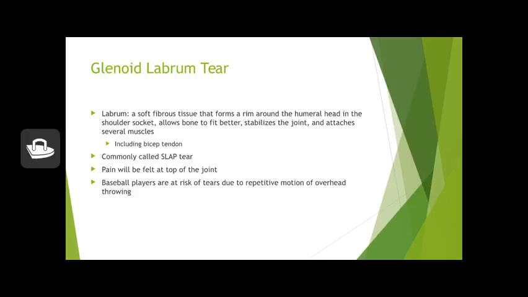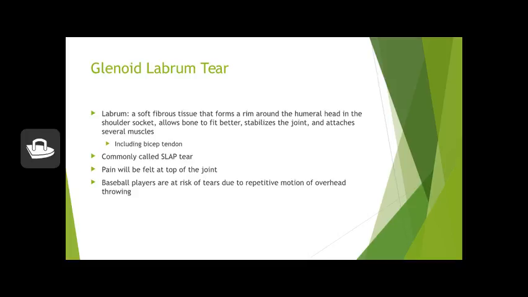The labrum is a soft fibrous tissue that forms a rim around the humeral head. Your humerus is your upper arm bone. The labrum forms a rim around the humeral head where it sits in the shoulder socket. It allows the bone to fit better. It stabilizes the bone in the joint, and it also serves as the attachment to several muscles, including the biceps tendon. It's commonly called a SLAP tear.